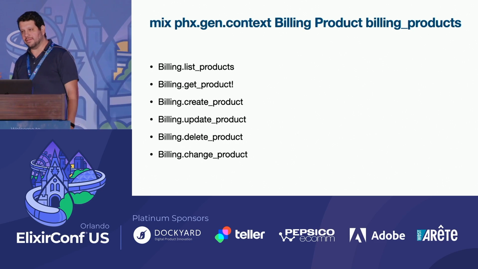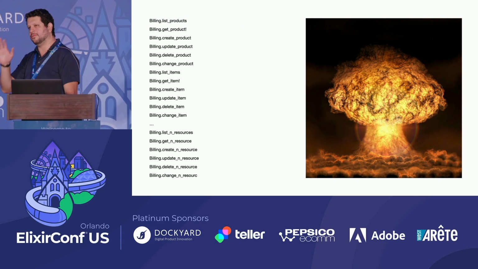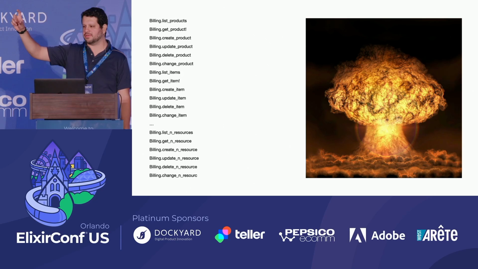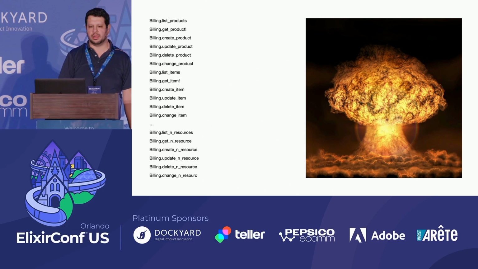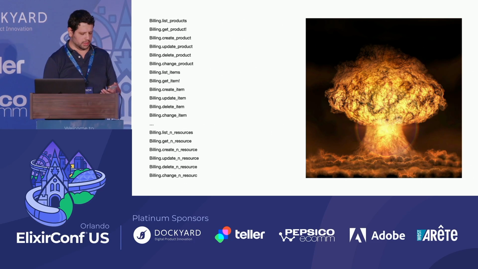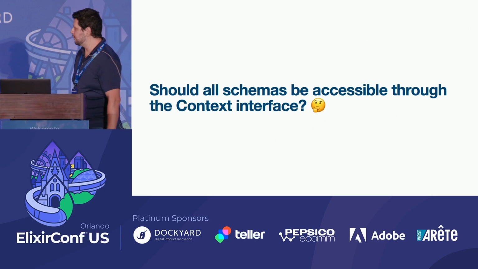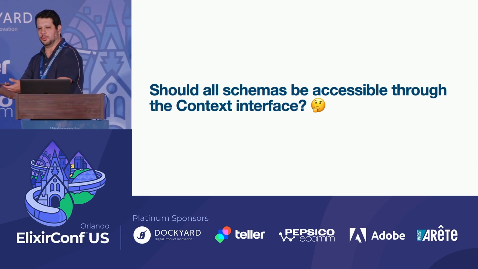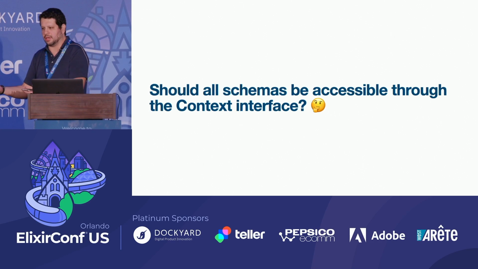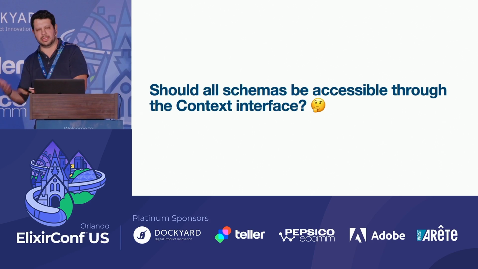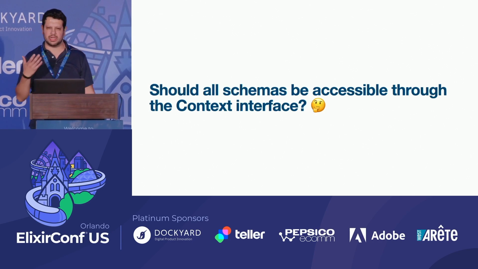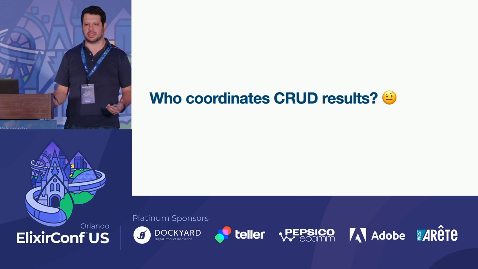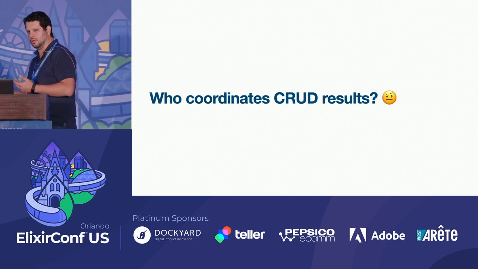But what I have seen is many bounded contexts, or maybe Phoenix contexts, end up like this. It's sort of like an explosion of the same six functions for n resources, right? And it really feels boilerplatey, and it feels weird. And you start asking yourself, should all of these schemas be accessible through the context interface? We're not modeling anything. We're just creating readers and writers directly to our database, but we just add in more layers, right? So it feels kind of useless. And then you start asking, where is the business logic happening? Who's coordinating these CRUD results?